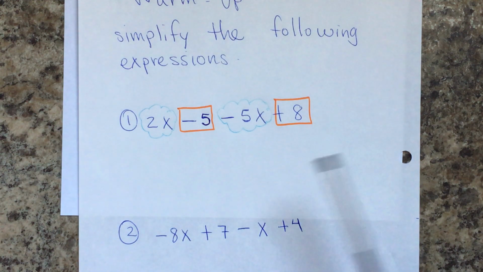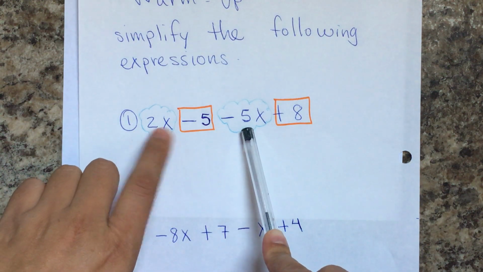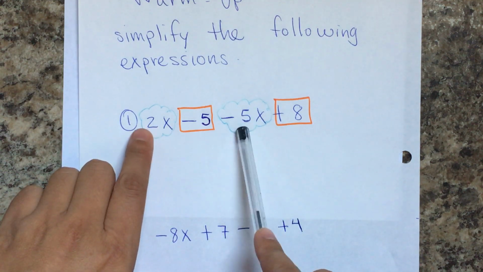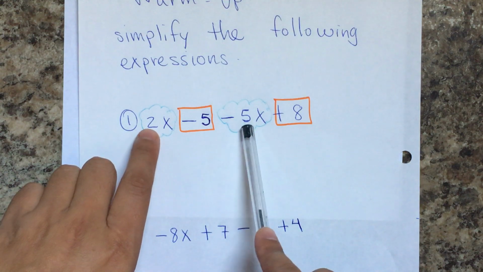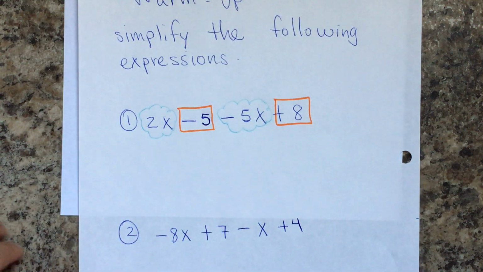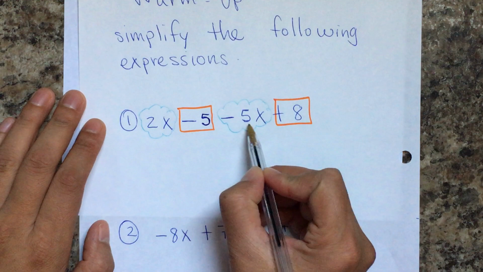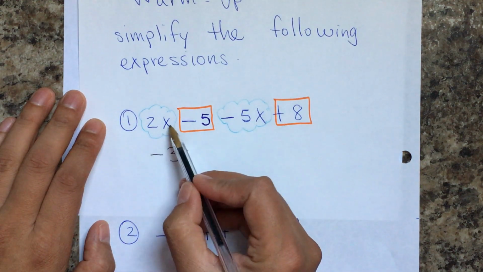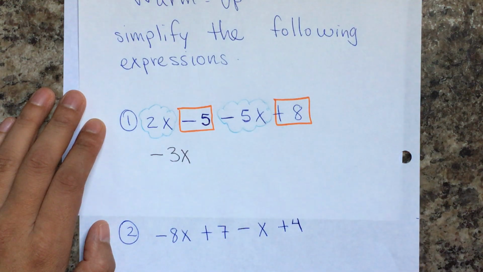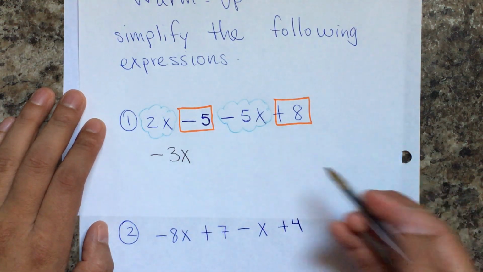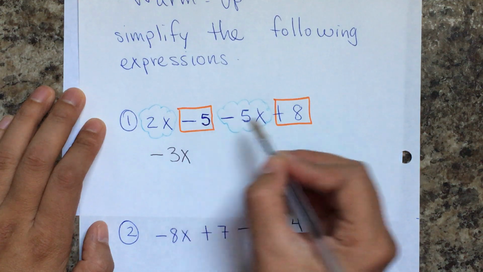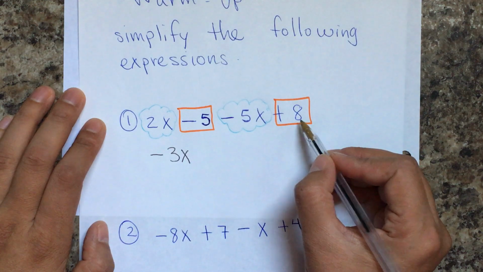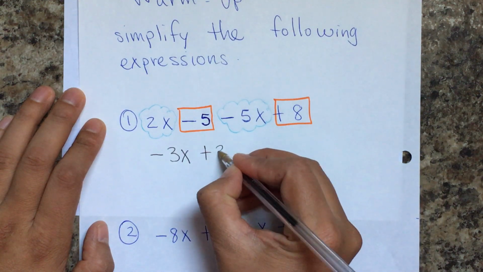And so when we combine 2x and negative 5x, we'll be putting together the coefficients and just keeping the x. So if I have 2 and negative 5, that's negative 3x, right? Because I have 2 boxes and I owe 5 boxes, let's say. So that's negative 3x. The other one is negative 5 and positive 8. So that means I owe 5, but I pay 8. Then I end up with positive 3.